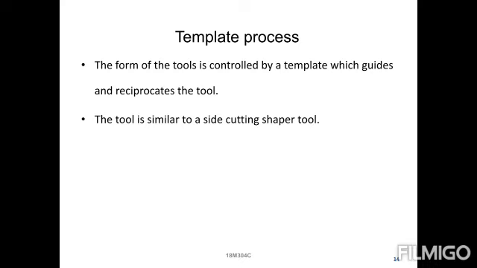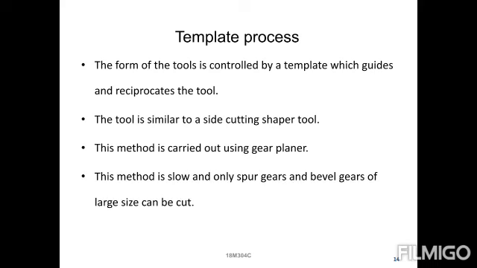The best example is the compass box stencil, which we used in school time while writing A, B, C, D. While writing an A, the template is formed just like a carbon copy arrangement. That is a tool similar to a shaper cutting tool. This method is carried out using a gear planer. The gear planer uses the template method.